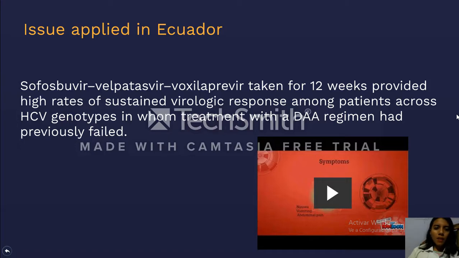Sofosbuvir, Velpatasvir, Voxilaprevir, taken for 12 weeks, provided high rates of sustained virological response among patients across HCV genotypes in whom treatment with a DAA regimen had previously failed.